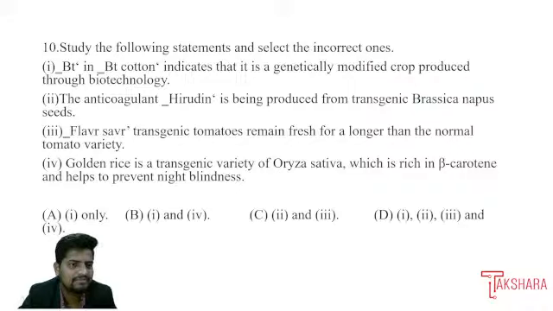The next question, number 10. Study the following statements and select the incorrect ones. So they have given many types of statements and you have to select the incorrect ones. Here, Bt in Bt cotton indicates that they are genetically modified crops produced through biotechnology. So the Bt cotton plant we call Bt. What the Bt indicates is genetically modified crops produced through biotechnology, that is, genes moved or transferred by biotechnology. So we can consider the statement about Bt as correct. Statement one is correct.